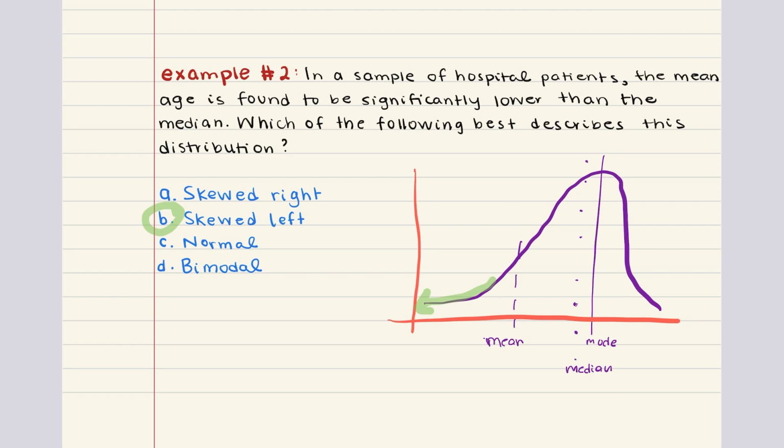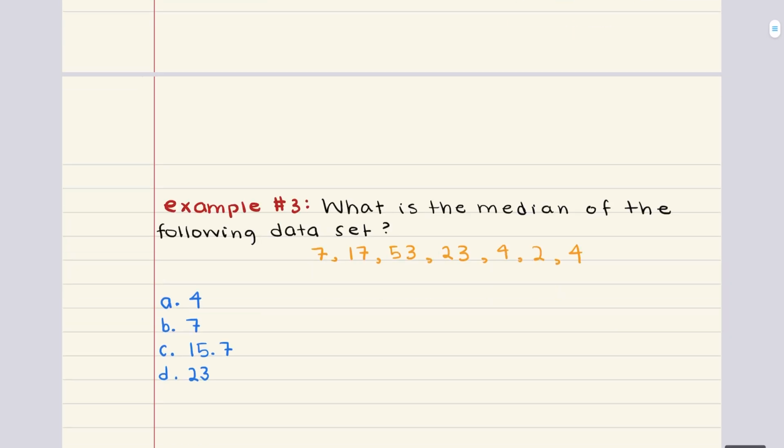Looking at the other options, a normal distribution would have the mean and median approximately equal, while a skewed right distribution would have the mean greater than the median. A bimodal distribution refers to a data set with two distinct peaks, which does not apply here. So once again, 2 is B. Beautiful, let's move on to 3.